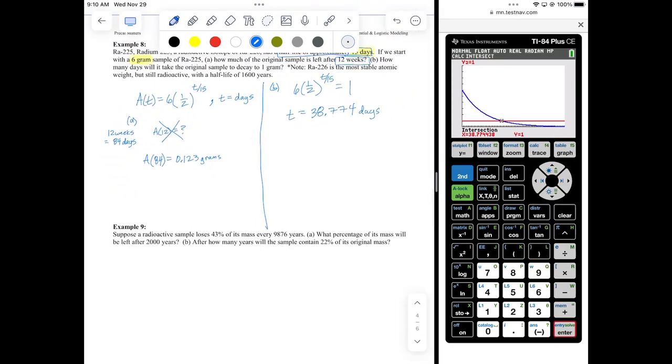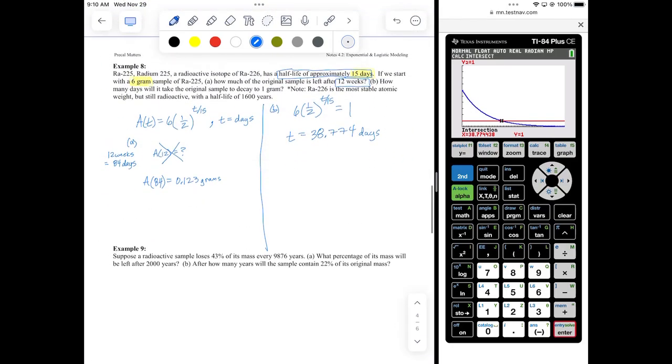All right. Questions on example 8. Stay away from radium 226, guys. It's radioactive. Or wear a lead vest cautiously when you approach it.